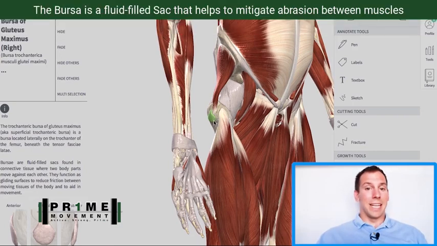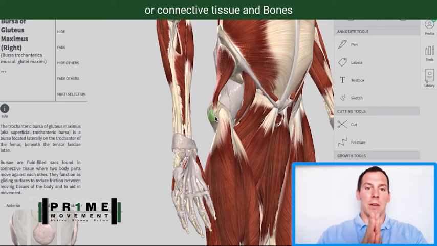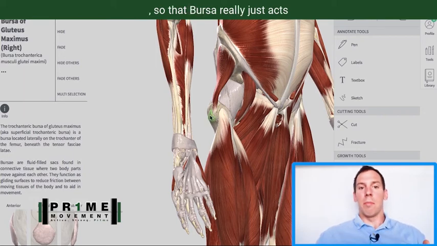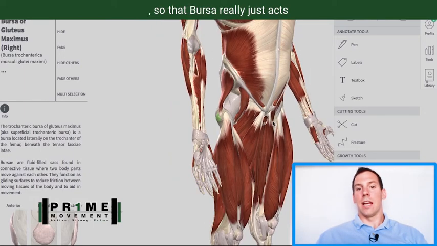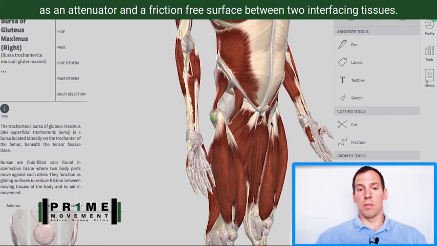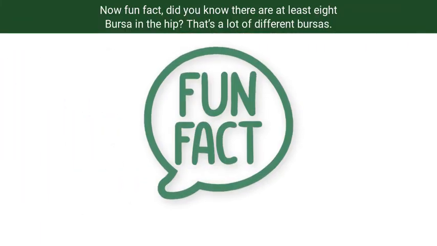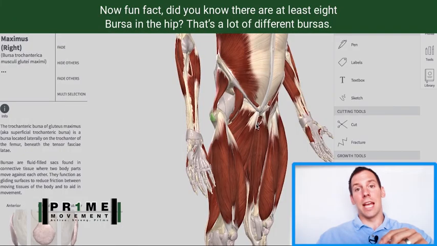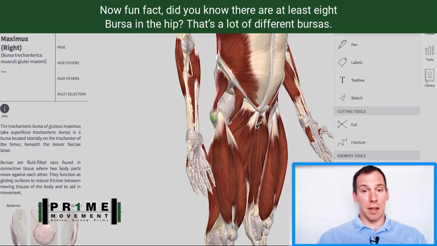The bursa is a fluid-filled sac that helps to mitigate abrasion between muscles or connective tissue and bones. So that bursa really just acts as an attenuator and a friction-free surface between two interfacing tissues. Now, fun fact, did you know there are at least 8 bursa in the hip? There are a lot of bursa.